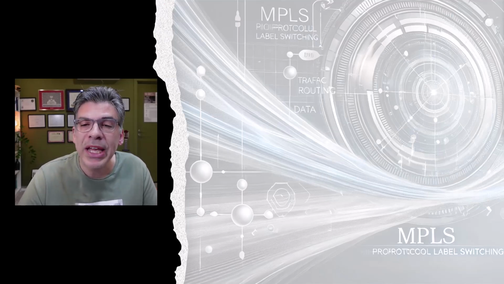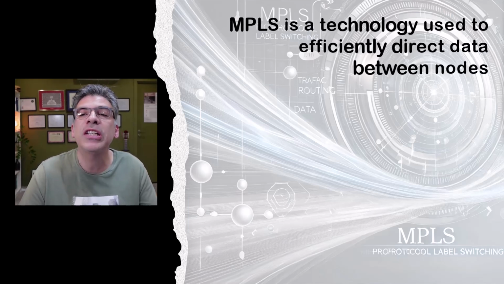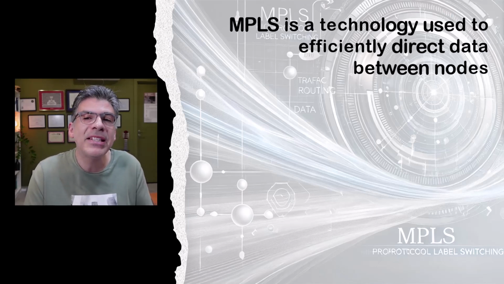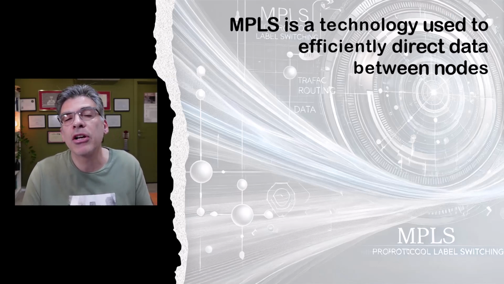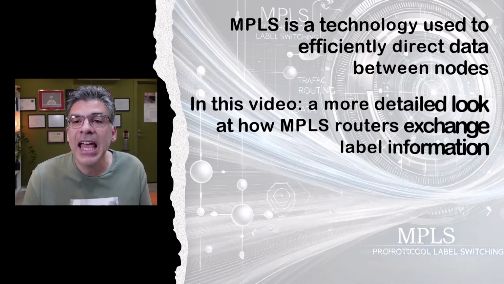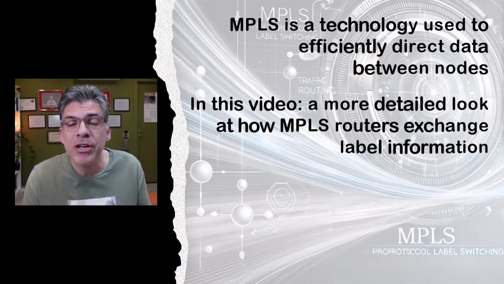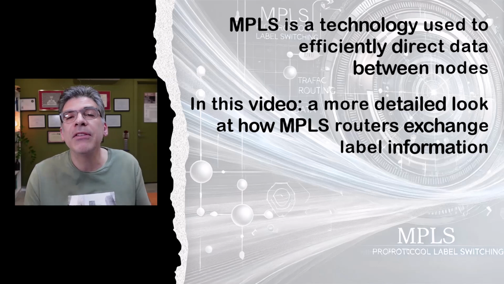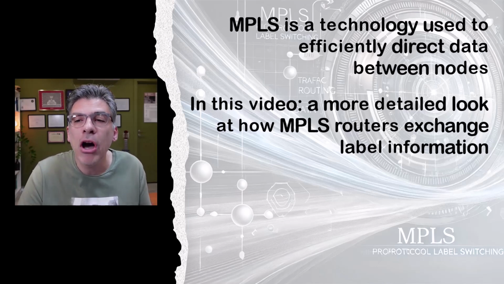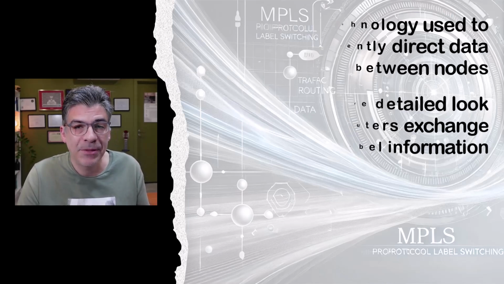In previous videos, we introduced MPLS as a technology that is used to efficiently direct data between nodes. And we examined a simplistic traversal of a packet across an MPLS infrastructure. In this video, we'll be taking a more detailed look at how MPLS routers exchange information about labels and how that information is used to populate various internal constructs in an MPLS router that make MPLS possible.